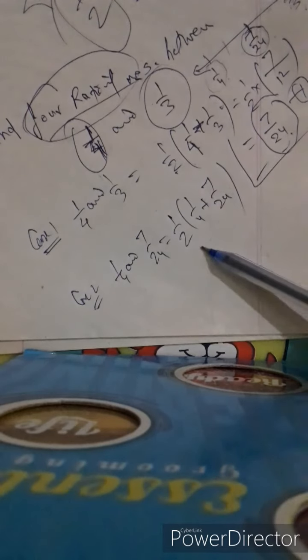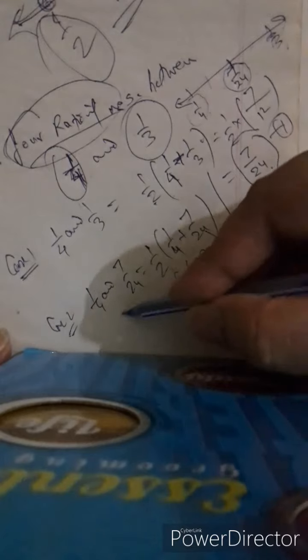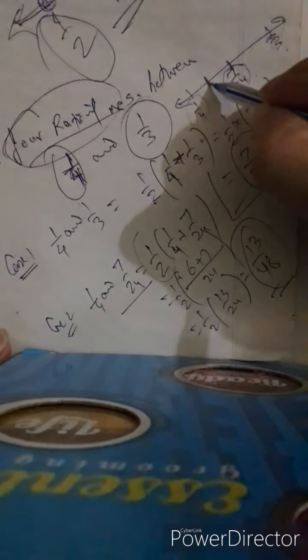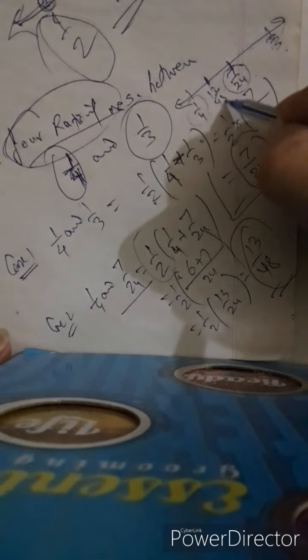So taking the same formula, half into 1 by 4 plus 7 by 24, we get 13 by 24, so half of that equals 13 by 48. So 13 by 48 we got after solving this half mid value. Again we got this number.